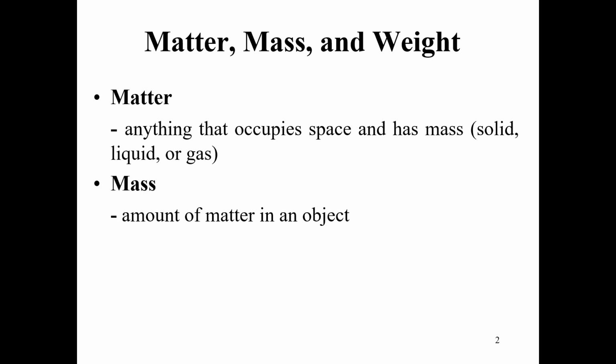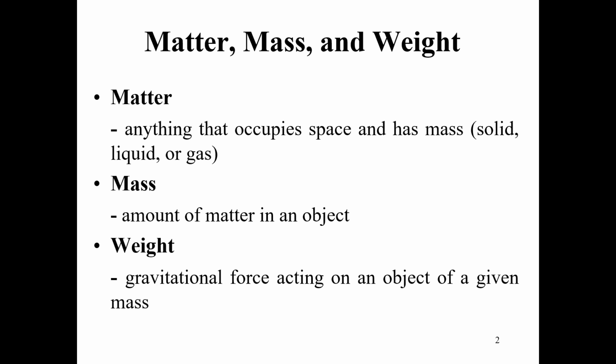So to start, let us differentiate matter, mass, and weight. Matter is anything that occupies space and has mass. You have already learned this in your grade school science. Mass is the amount of matter in an object. This is usually measured in grams, while weight is the mass of the object multiplied with the gravitational force.